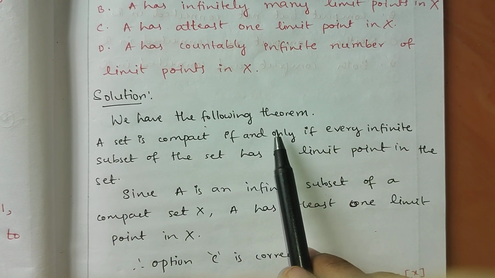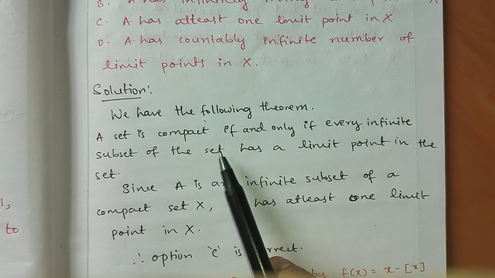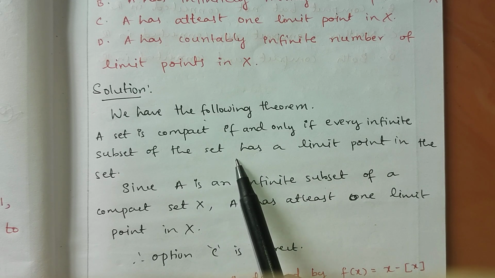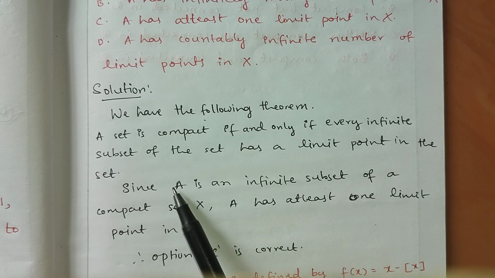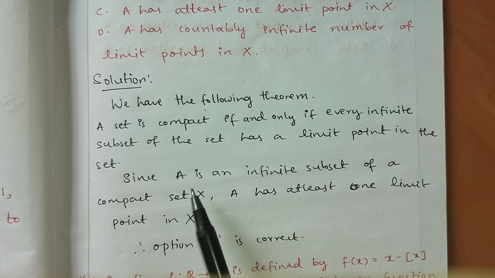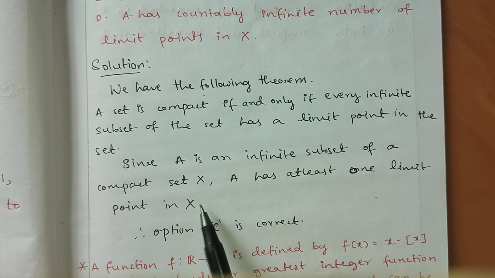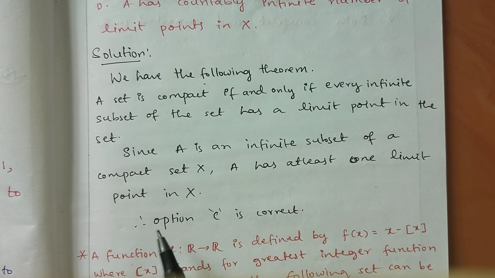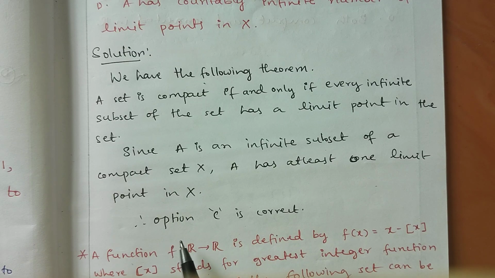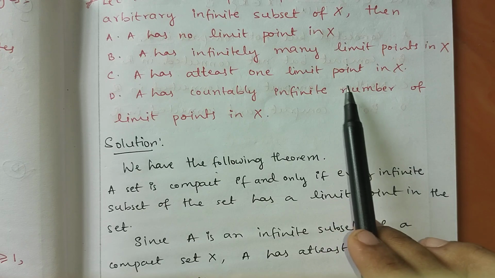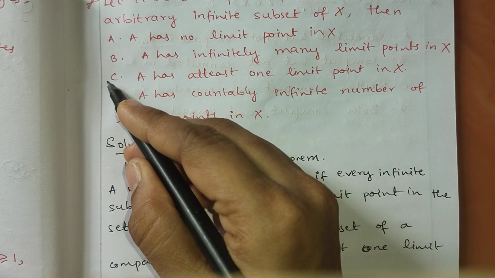We have the following theorem: a set is compact if and only if every infinite subset of the set has a limit point in the set. So since A is an infinite subset of a compact set X, A has at least one limit point in X. Therefore, option C is correct. That is, A has at least one limit point in X. This statement is true.